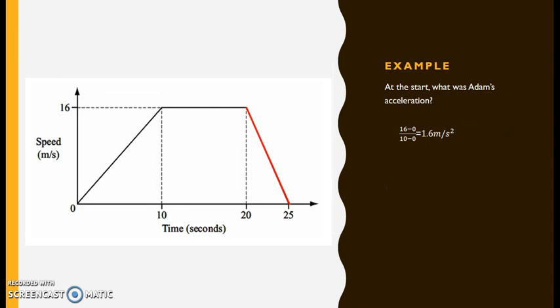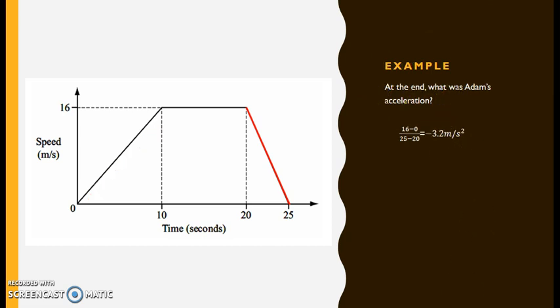Alright, at the start, what was Adam's acceleration? Right here, point A and point B. The acceleration is pretty easy to calculate. Let's start with the top here. Right here is 0 meters a second, and at the end is 16 meters a second. So 16 minus 0 is 16. Now let's calculate the time. Here's 0, and over here is 10. So 10 minus 0, that's 10. So 16 over 10 is 1.6 meters a second squared. You add the square because it's acceleration.